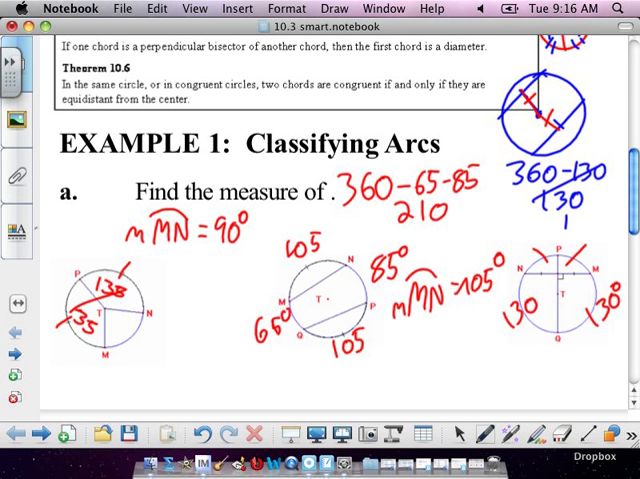And I get 100, but is 100 what each of these arcs are? No, what are each of those arcs? 50. This is 50, this is 50, but it actually asks us for M to N. So what is the measure from M to N? 100.